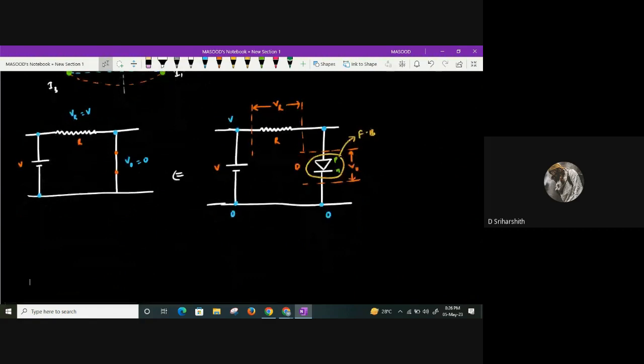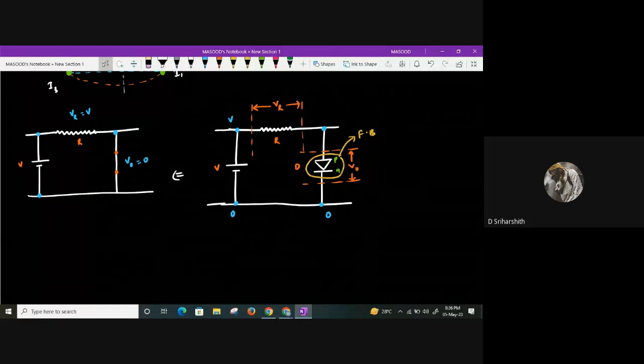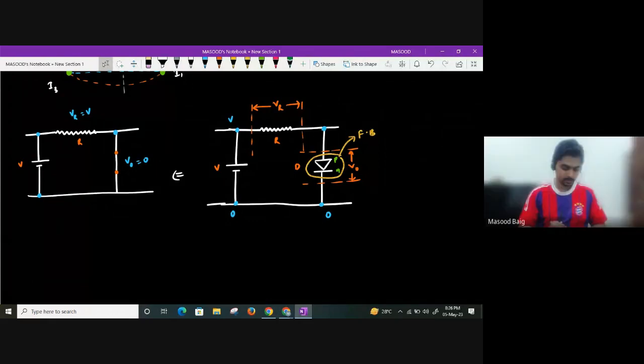Understood? Yes, sir. Same type of question, sir. It is in reverse bias. Yes, sir, the second one. Which question? The second one is in reverse bias. So if the second one is in reverse bias, you are going to open it. So there will not be any current flowing through the resistor.